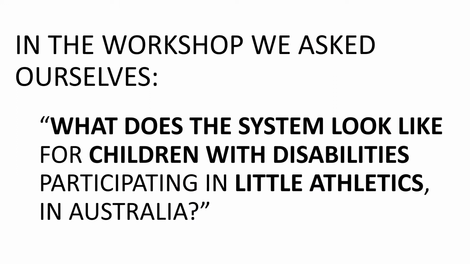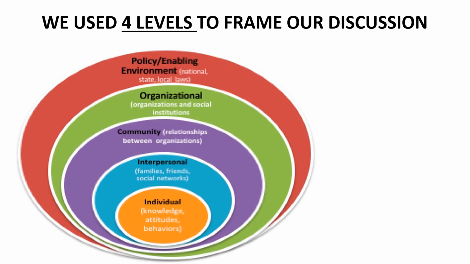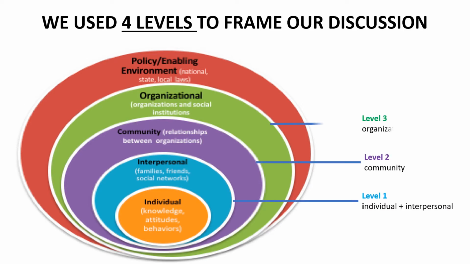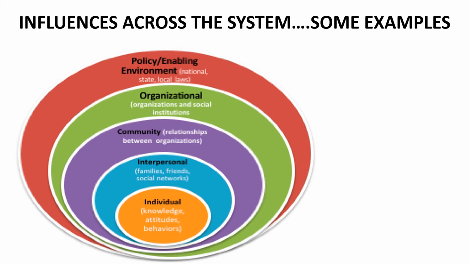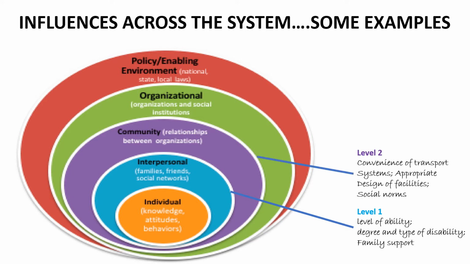In the workshop, we asked ourselves, what does the system look like for children with disabilities participating in Little Athletics in Australia? We used 4 levels to frame our discussion: individual and interpersonal, community, organisational, and macro policy level. We considered some examples before we started the workshop.